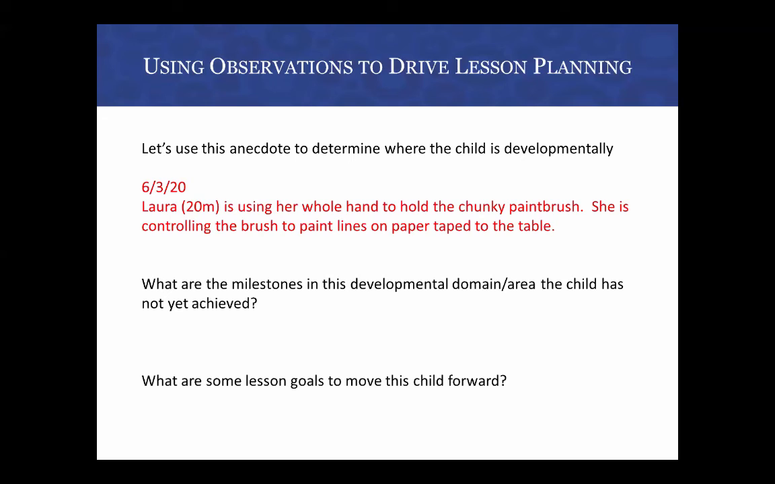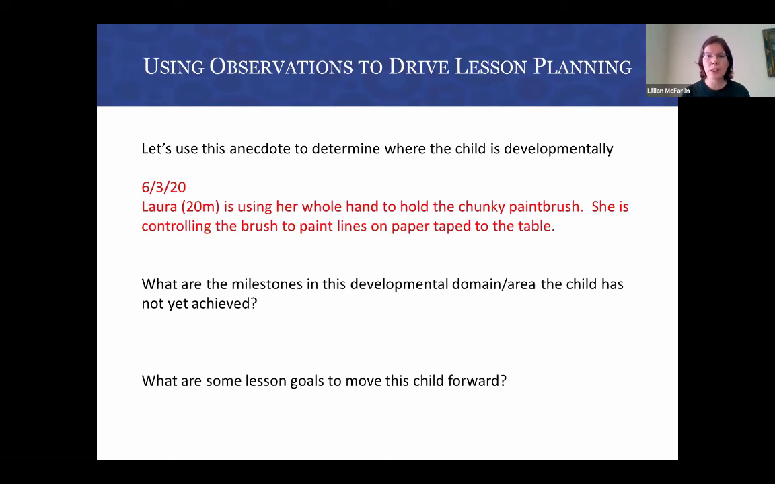All right. So palmar grasp. Laura is 20 months old. She's using a palmar grasp to hold her chunky paintbrush. She's controlling it even though she has her whole hand, which is hard to do, right, when you're using your whole hand. She's controlling the paintbrush. She's making lines on the paper. The paper is taped to the table. All right, so let's try to figure out where this kid is developmentally.